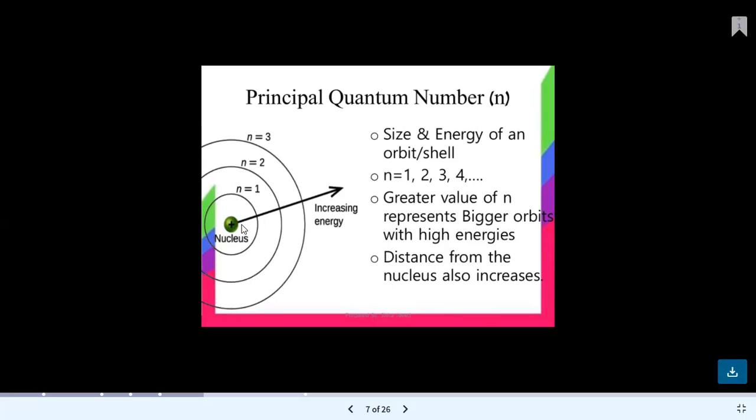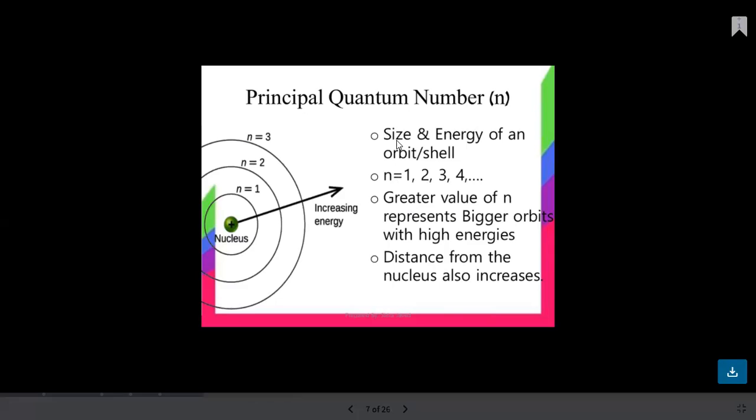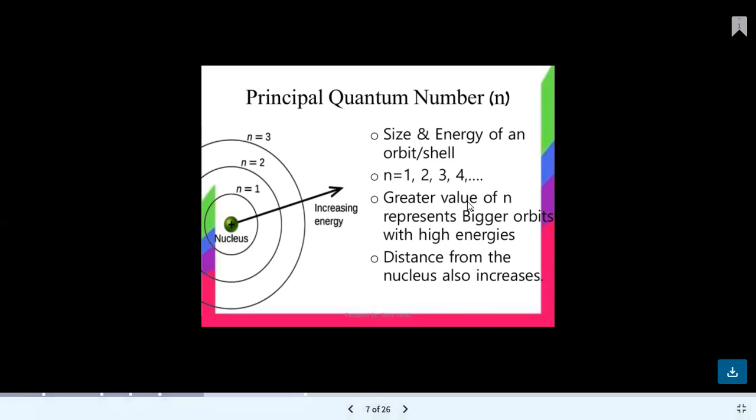So as the electrons are further from the nucleus, that means they have more energy. One electron that is here has more energy than one electron that is here. And this has more than one that is here, okay? So in other words, the greater value of N, where N represents the energy levels, the numbers that you put in front when you are writing the electron configuration, represents bigger orbits with high energies. And also distance from the nucleus increases, right?